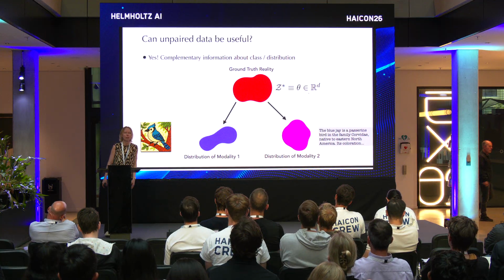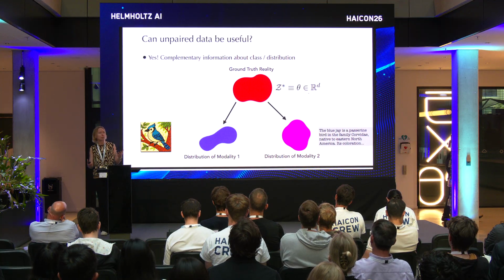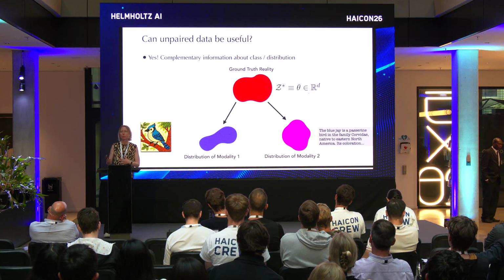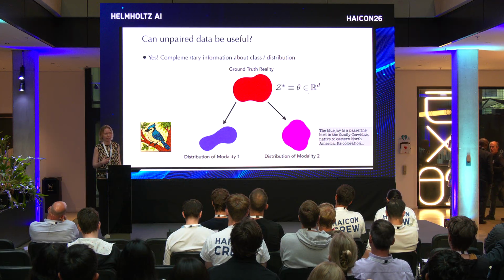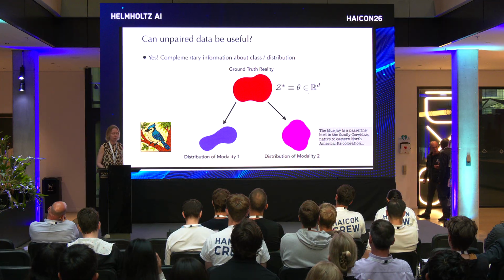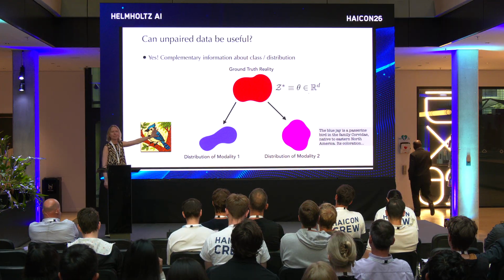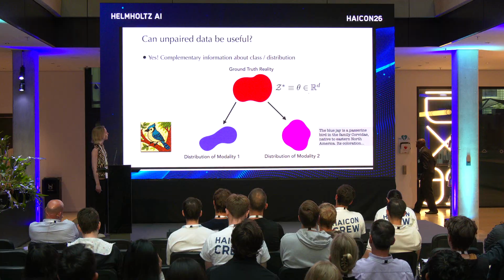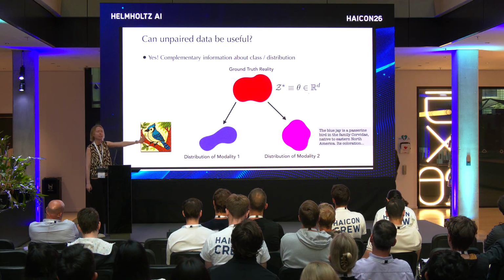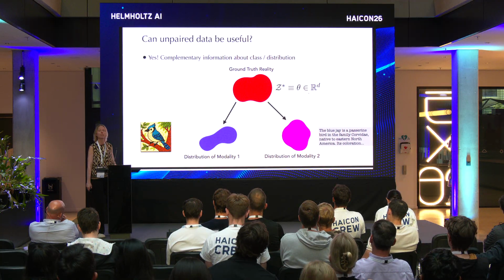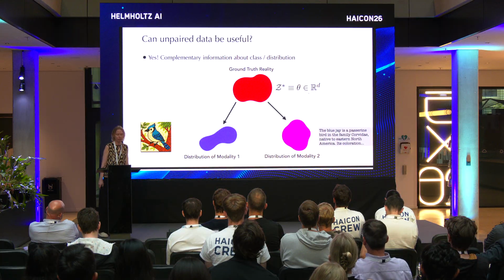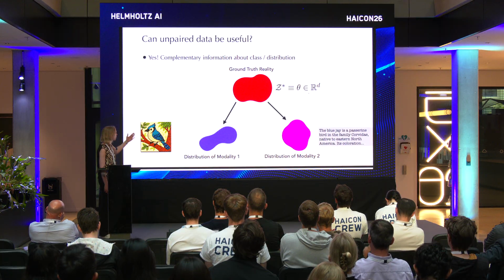So let me first try to formalize this a little bit in a simplified theoretical setting, and then we'll go to empirics and see whether it actually can help us. So let me model this, and this is a little picture of it. Let's say we have this ground truth reality. There's some theta describing the underlying real world. And now we take different views.